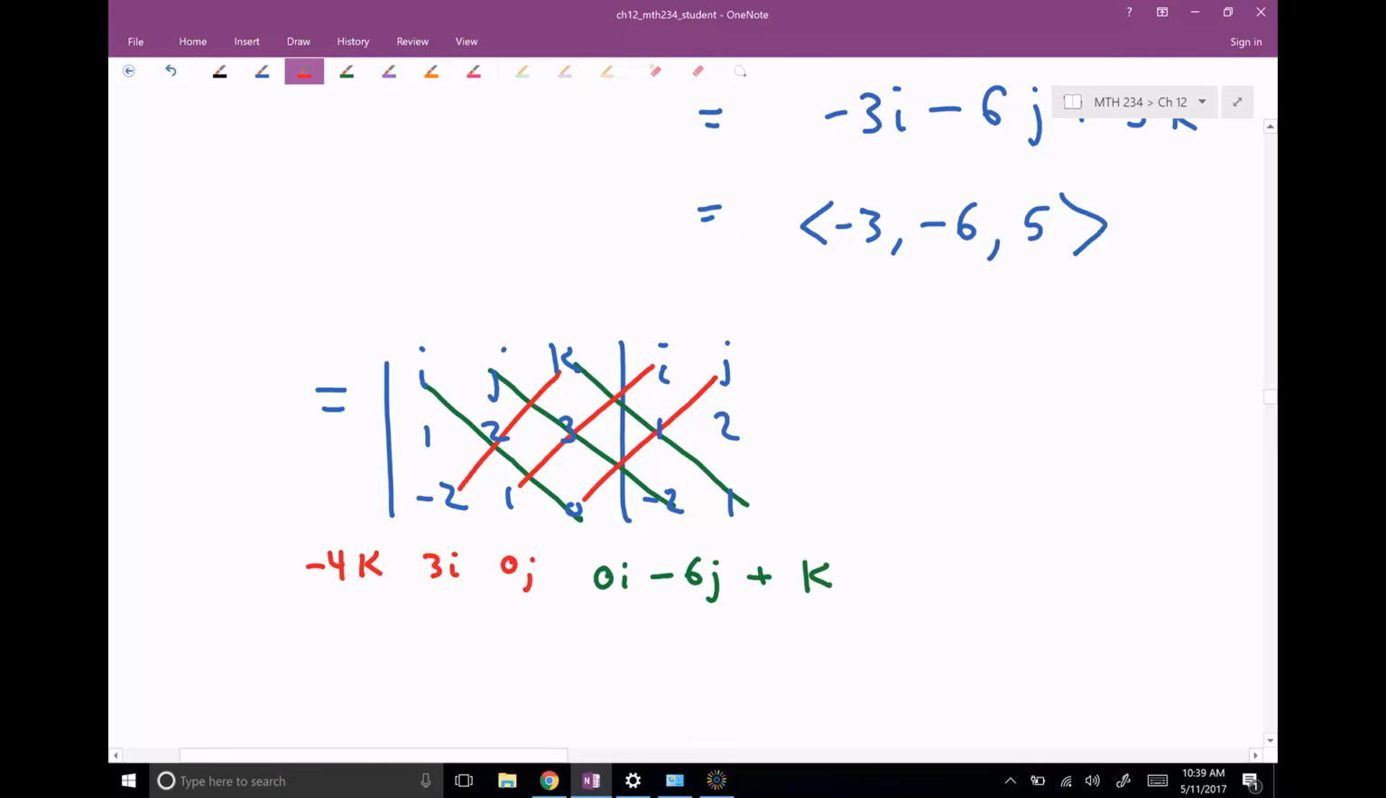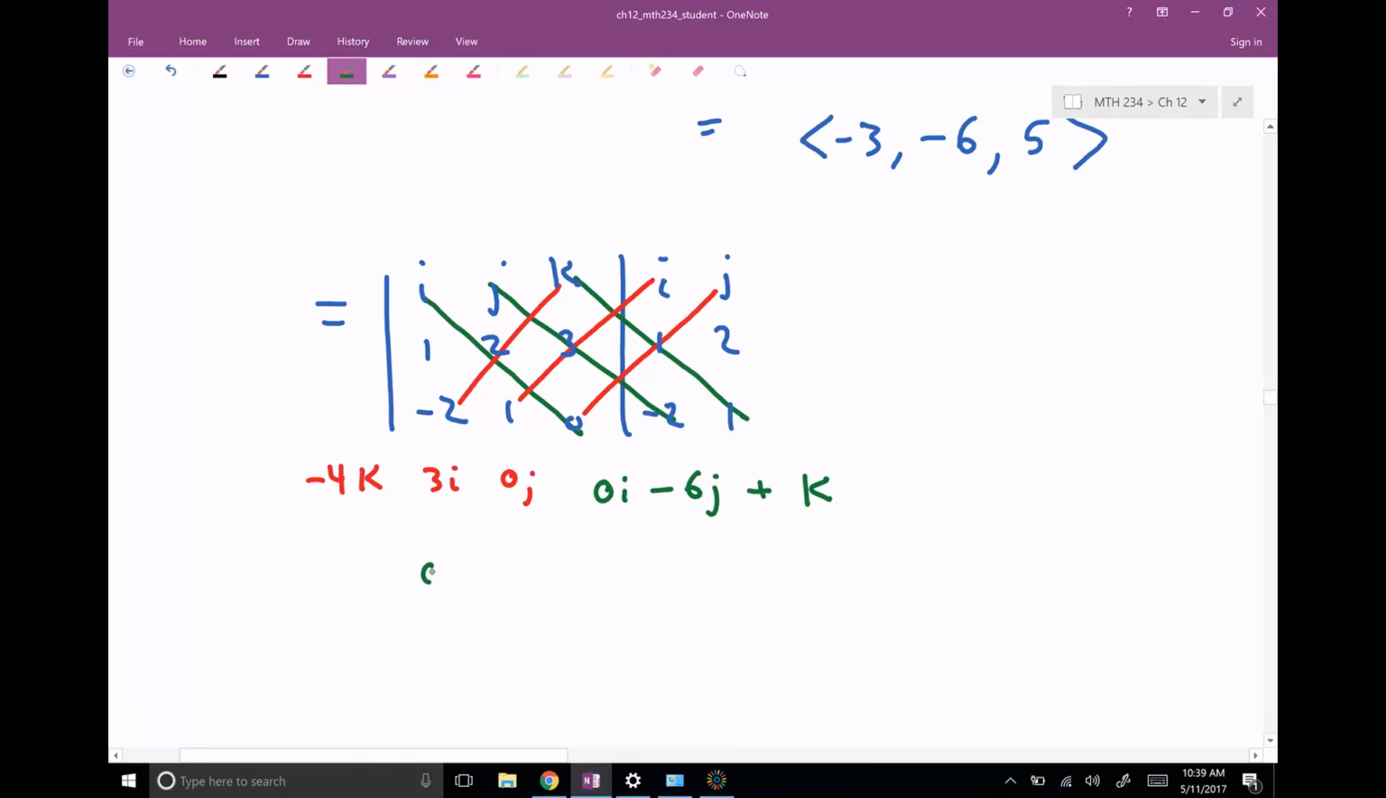Okay, so the ones that go in this forward direction, these are going to be all added together. The ones that are going in this negative direction, they're all going to be subtracted. And so let me go ahead and write in this next line here. So we have 0i minus 6j plus k, or 1k. And then I'm going to subtract away negative 4k. So that's going to be like plus 4k. And then subtract away 3i, and then subtract away 0j.